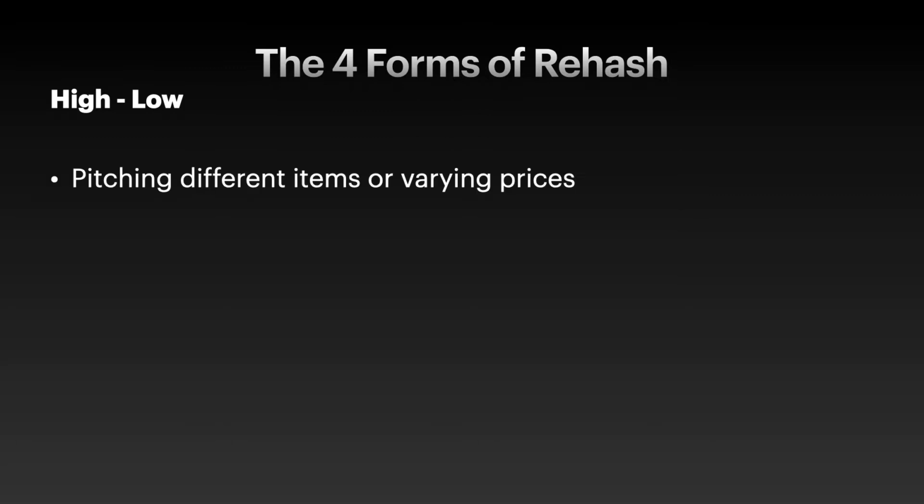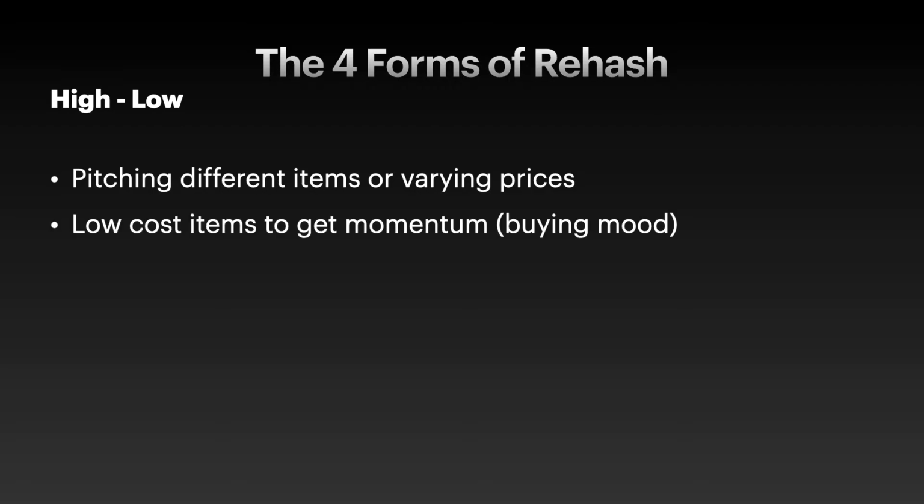Next we have high-low. High-low is also very straightforward. Pitching very different items just at different prices. So some will be low cost, some will be high cost, but they each have a goal. The low cost items are to get the momentum going, to get the customer in a buying mood. We want them to say yes to small things like paper clips, post-its, those sorts of things. It's easy for them to say yes, and they're going to get into that buying mood.